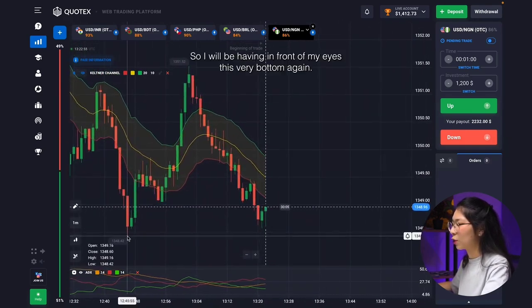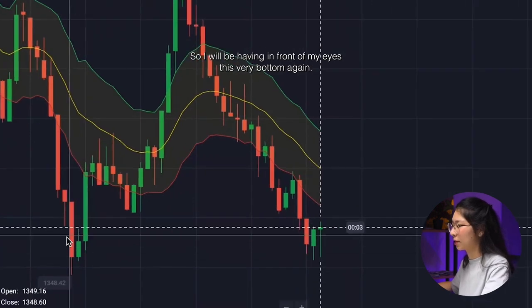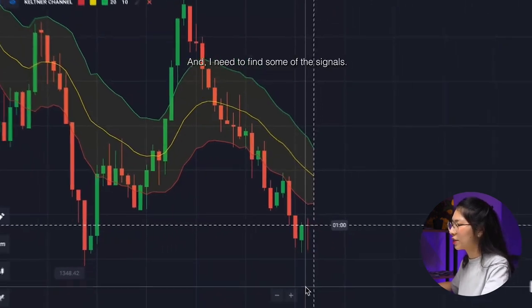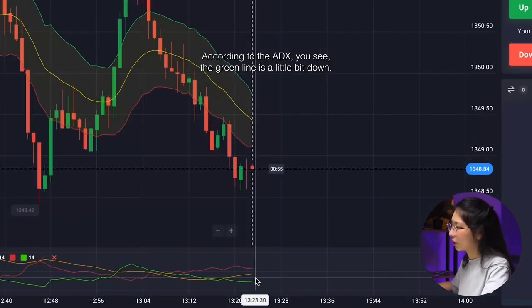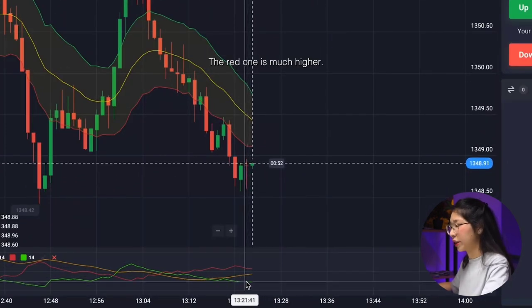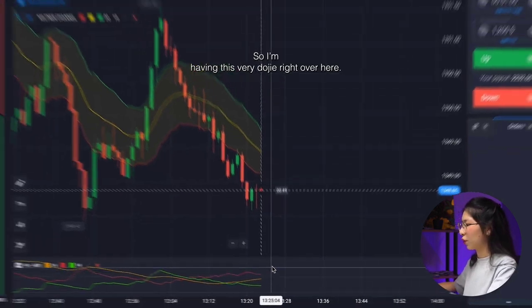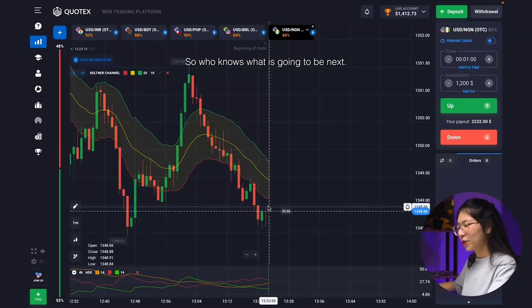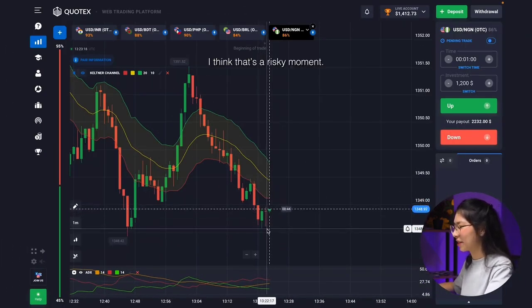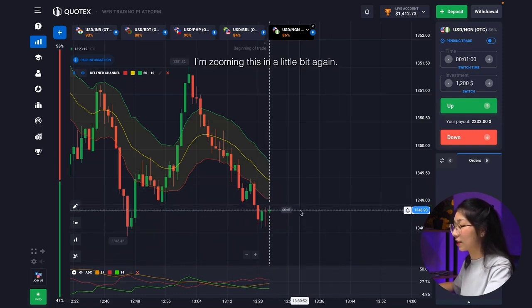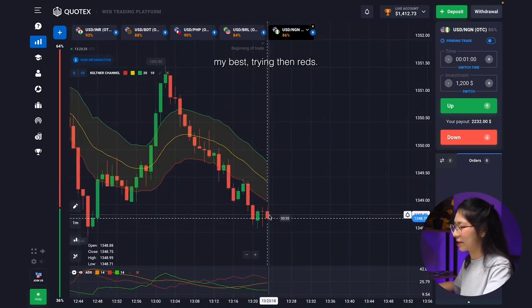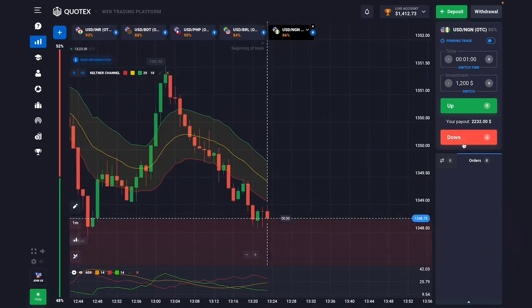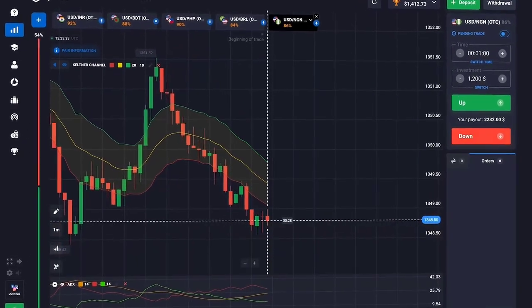I'm zooming this in and I will be having in front of my eyes this very bottom again. I need to find some other signals. According to the ADX, you see the green line is a little bit down. The red one is much higher. So I'm having this very doji right over here, so who knows what is going to be next. I think it's a risky moment. I'm zooming this in a little bit again, and I will try my best trying the reds. So let's go.